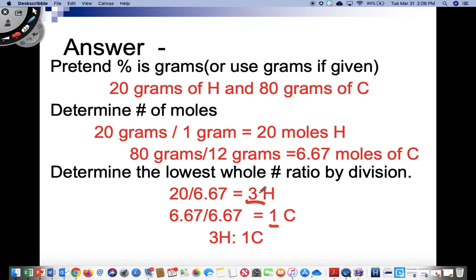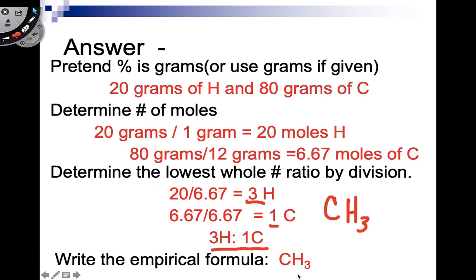So this is the ratio. You're going to have 3 hydrogens for 1 carbon. So 3 hydrogens for 1 carbon. So that is what's going to give you your formula, your empirical formula, which is CH3. So that's where I got the answer to that problem right there. Okay? And there, again, is the answer.